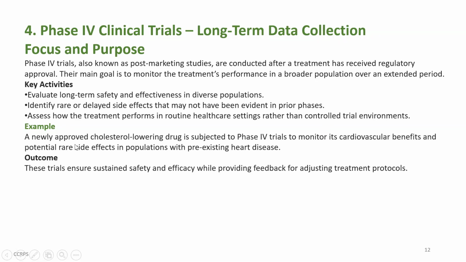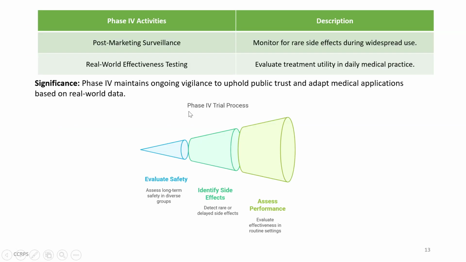Example: a newly approved cholesterol-lowering drug is subjected to phase 4 trials to monitor its cardiovascular benefits and potential rare side effects in populations with pre-existing heart disease. Outcome here: these trials ensure sustained safety and efficacy while providing feedback for adjusting treatment protocols. Here's a table on phase 4 activities, with a description for each activity.